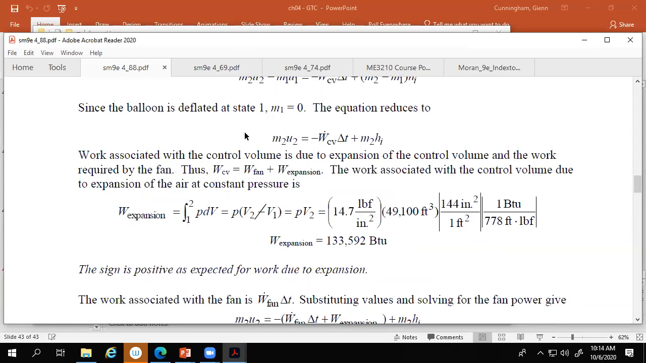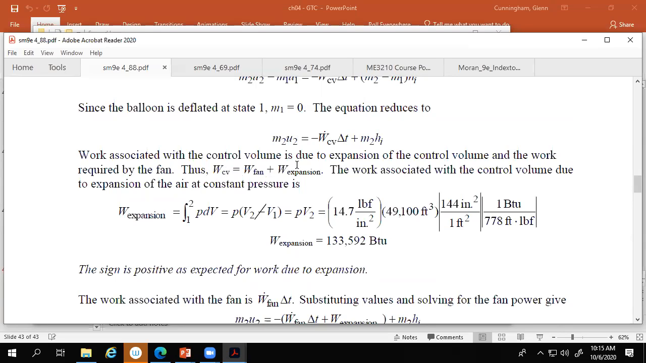Okay, now when we start thinking about work, we actually have kind of two contributions. Because you got to think, this balloon is expanding, and so that's PdV work. And we have a fan. And so there's a work term associated with the fan, and there's a work term associated with the expansion of the balloon. And so those two together represent the total work. Okay. And so he's pointing that out here.